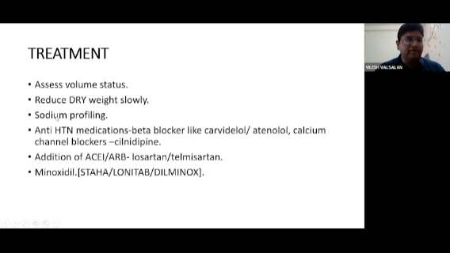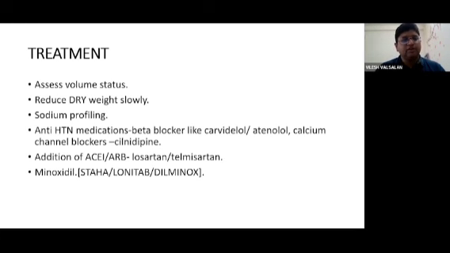Sodium profiling can be done for this as well. You can decrease the sodium and titrate it upwards in the profile. Antihypertensive medications like beta blockers, carvedilol, atenolol, and calcium channel blockers, cilnidipine can be considered. In addition, at certain times we find that because of the oversympathetic renin-angiotensin system working along with it, even losartan and telmisartan, in patients with potassium less than 5, can be considered as part of hypertension management during or even after dialysis sessions.